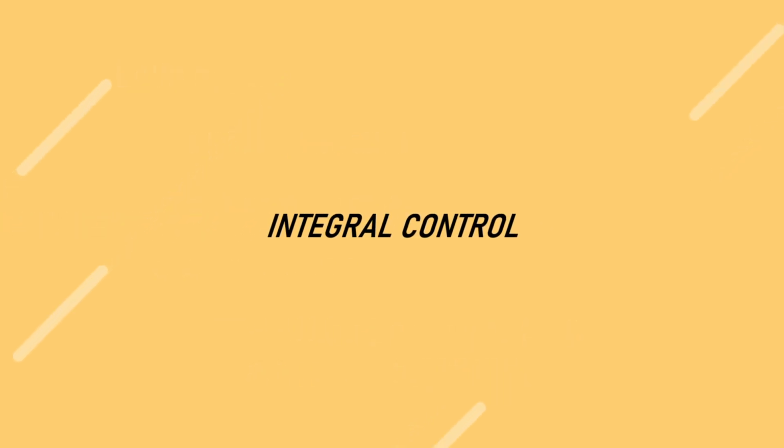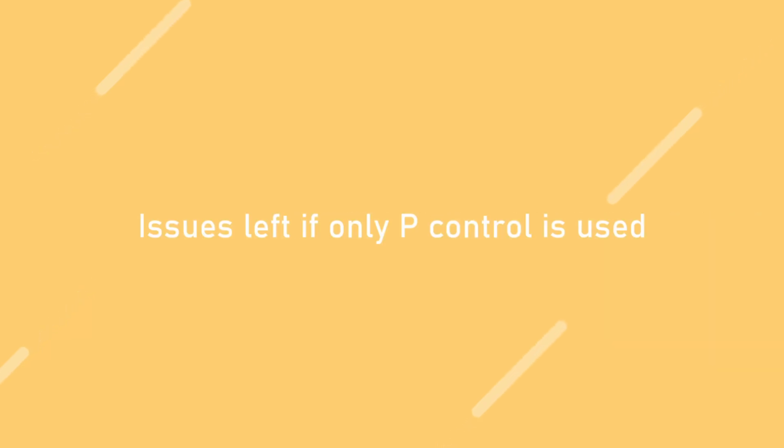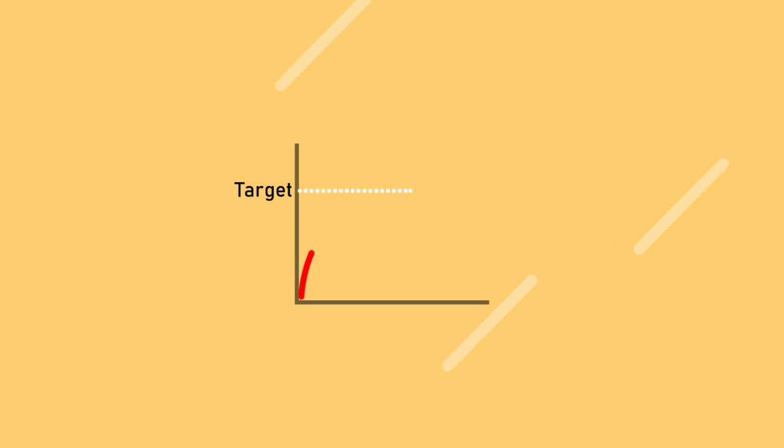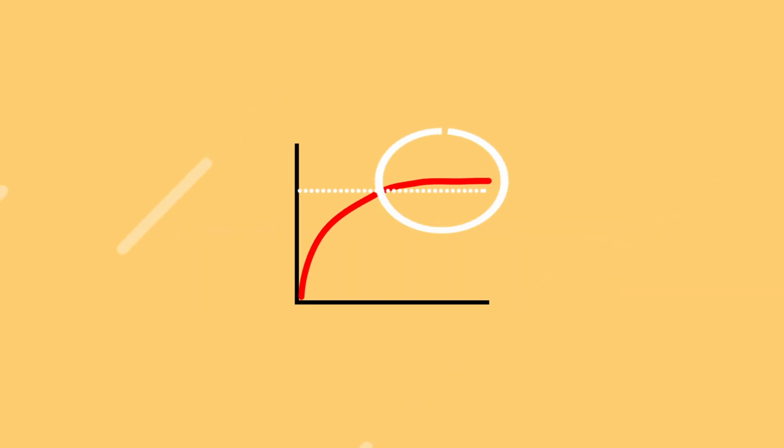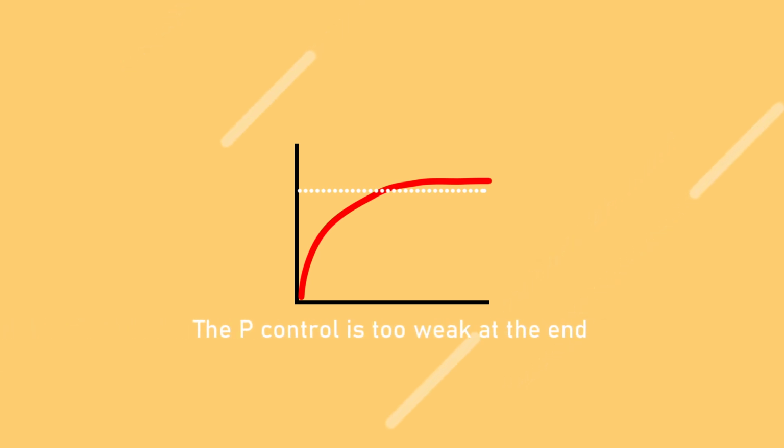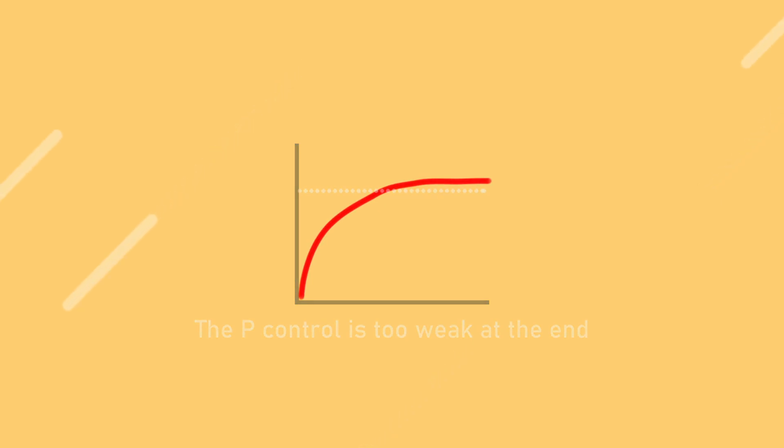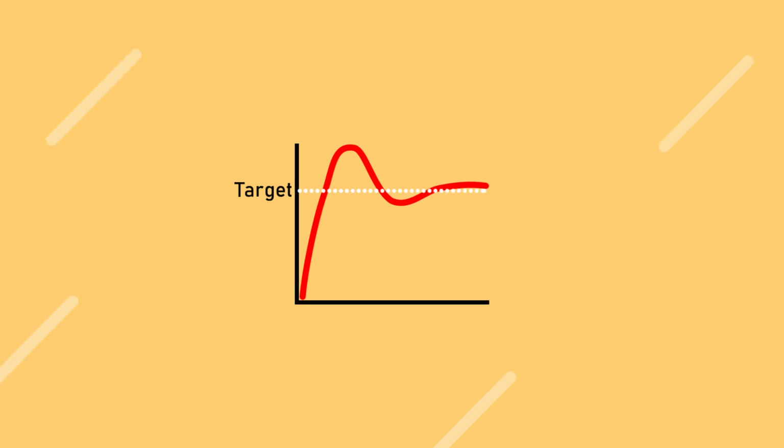Integral control. There are other issues left out if we are only using P control. Check this out. So, after starting to drive smoothly, there is some kind of error at the end when Kp is a bit off. A constant amount of error will be left out at the end when the Kp value is too low. This is because the P control gets too weak when it is close to the target. And when the Kp is a bit high, it causes the torque to overshoot.